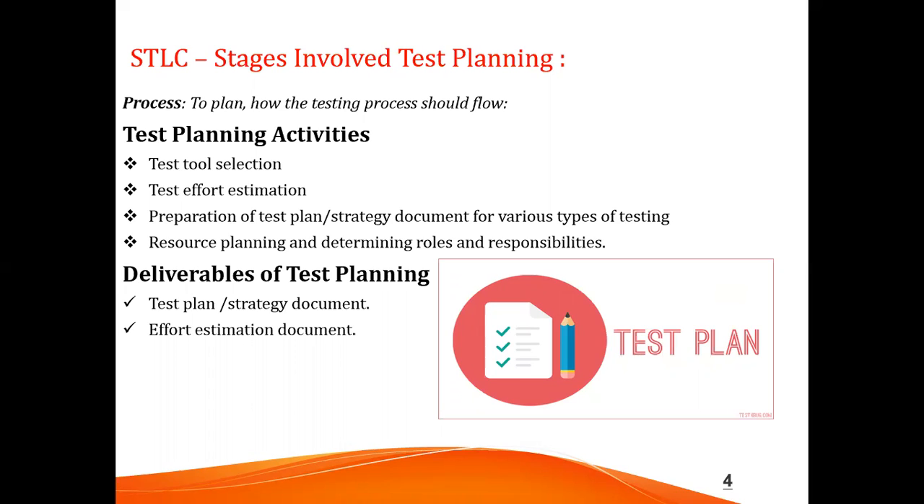So we need to mention everything in the test plan. What is the scope of the testing, what should be performed and what should not be tested. All these will be covered in the test plan. What is the delivery? We need to document the test plan as well as the effort estimation document. So we need to give two documents: one is the test plan and the other is the effort estimation document. And this is the exit criteria of this phase.